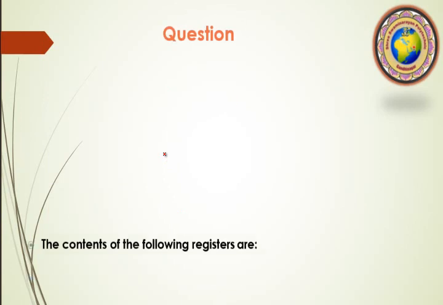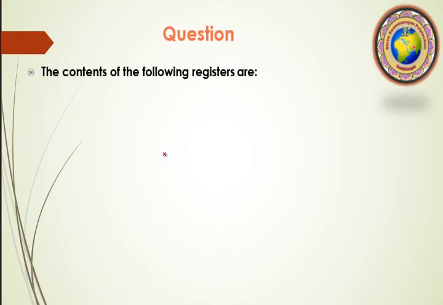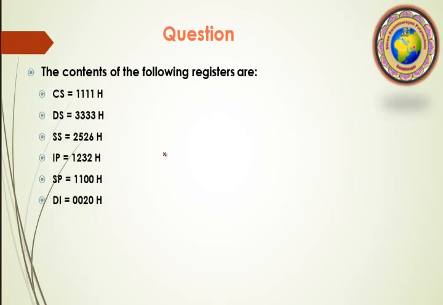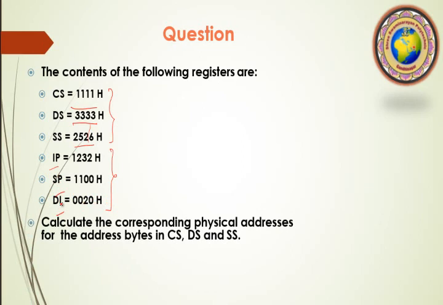Now our first question: the contents of the following registers are given. Our code segment CS is 1111H, DS is 3333H, and SS is 2526H; these are our three segment registers. And these are our offset values: IP, SP, and DI. What we want is to calculate the corresponding physical or effective address for a byte in CS, DS, and SS. So we have to find all three effective addresses. Here is the solution.